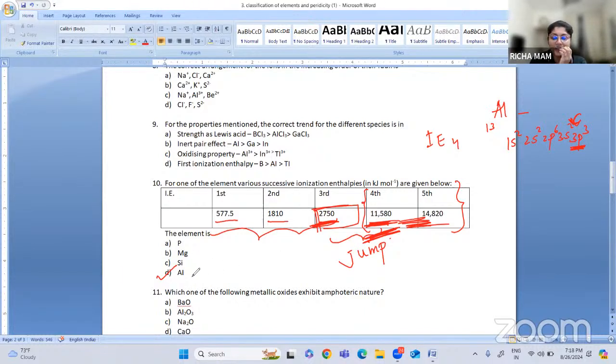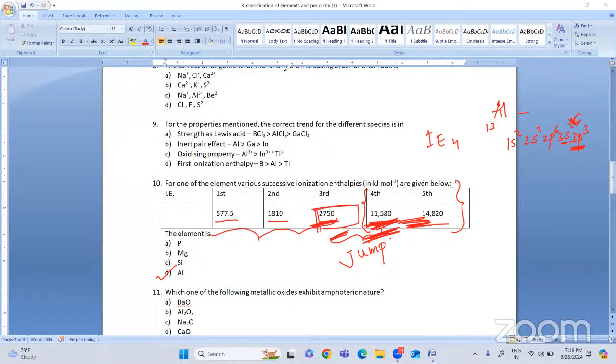The element has three valence electrons. After the three electrons are removed, when you are removing the fourth, the energy required is higher, so ionization enthalpy is highest in this case. So option D, aluminium. Is it clear? Understood this question on ionization enthalpy? Any doubts up to here?